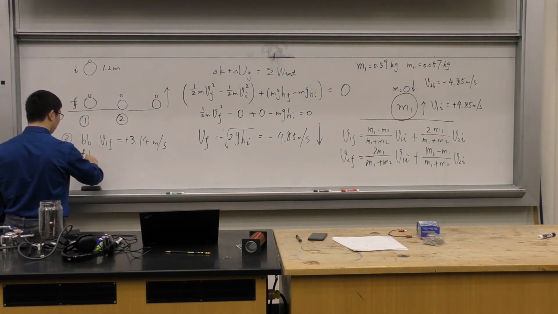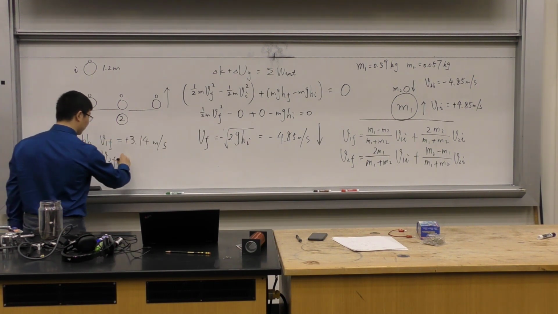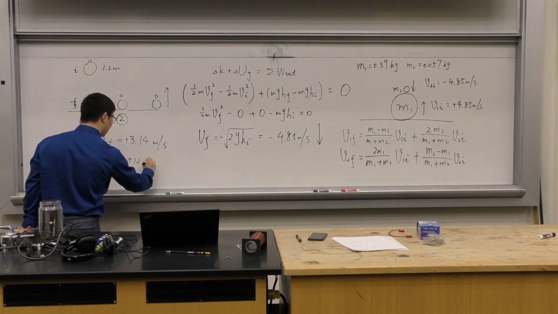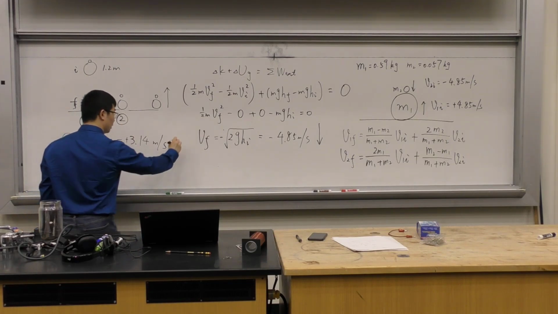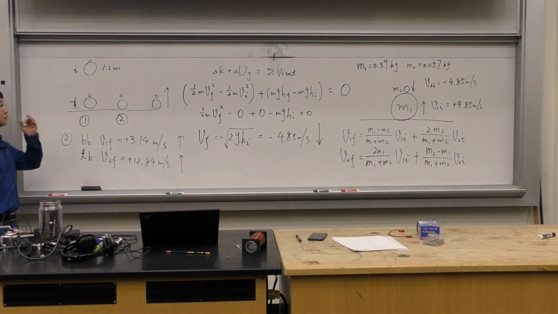Now for the tennis ball, V2f, you plug all the numbers in. You actually get a very large number, also positive. So both of them are going to move straight up. That's what happens.